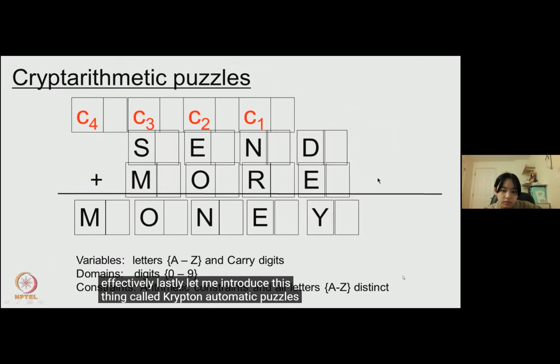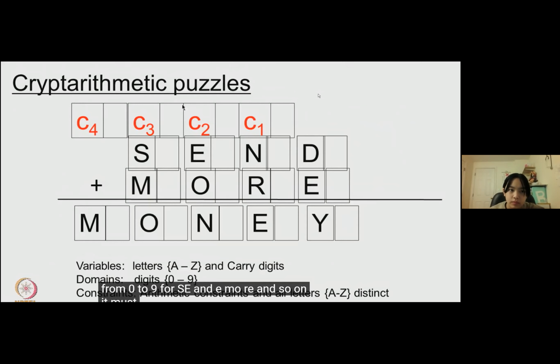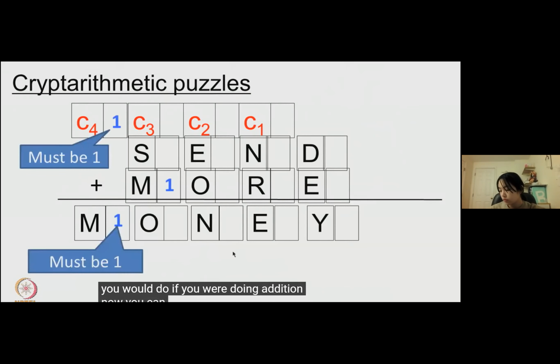Lastly, let me introduce crypto-arithmetic puzzles, where you have a puzzle which says SEND plus MORE should be equal to MONEY. What we mean is that if you substitute values from 0 to 9 for S, E, N, D, M, O, R, and so on, it must work out that the arithmetic is proper, essentially. So the constraints come from arithmetic and the fact that each letter must have a distinct value. And then we have four hidden variables, C1, C2, C3, C4, which are the carries that you would do if you were doing addition.